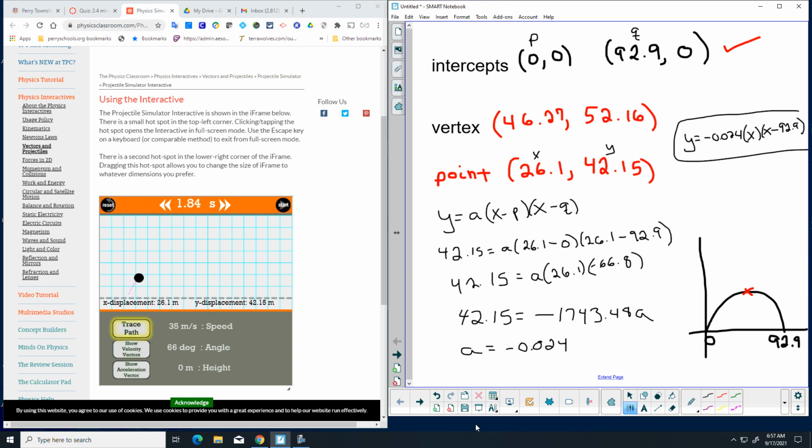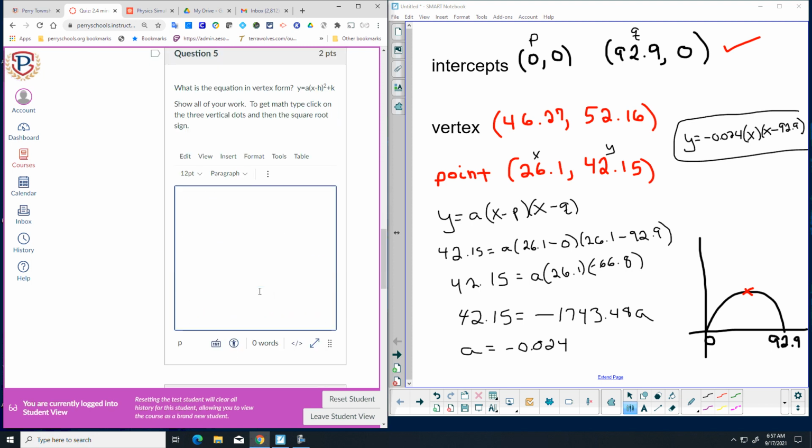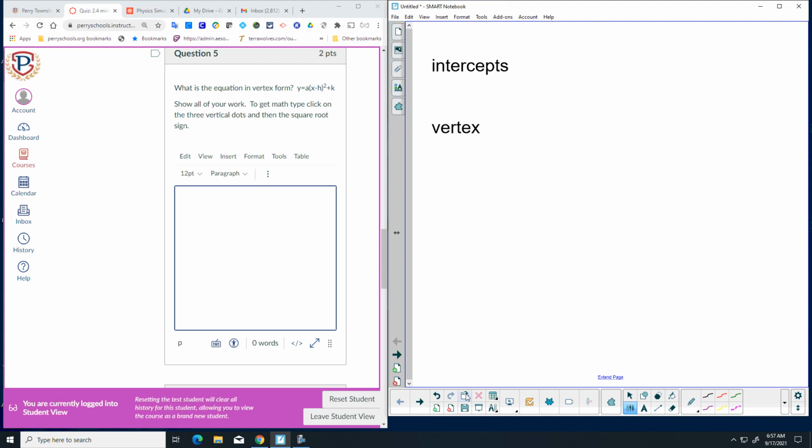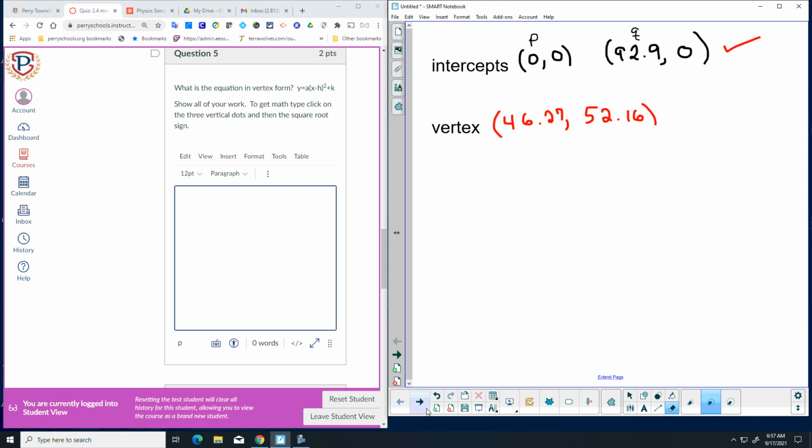Let's go ahead and talk about vertex form. So when I do that, I would make sure I copied all of that work into here. Question 5, they're asking for it in vertex form. So for vertex form, I'm going to go ahead and erase what I have here. Vertex form is y equals a times (x minus h) quantity squared, plus k. I'm sorry, writing that down incorrectly. Got distracted.